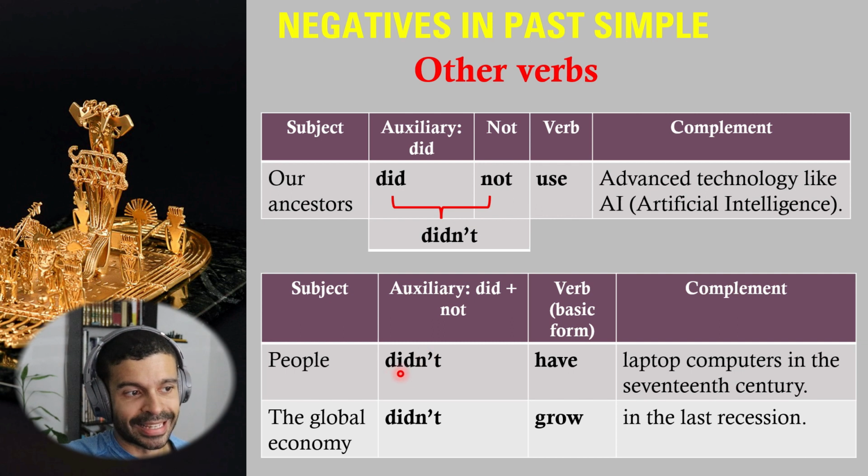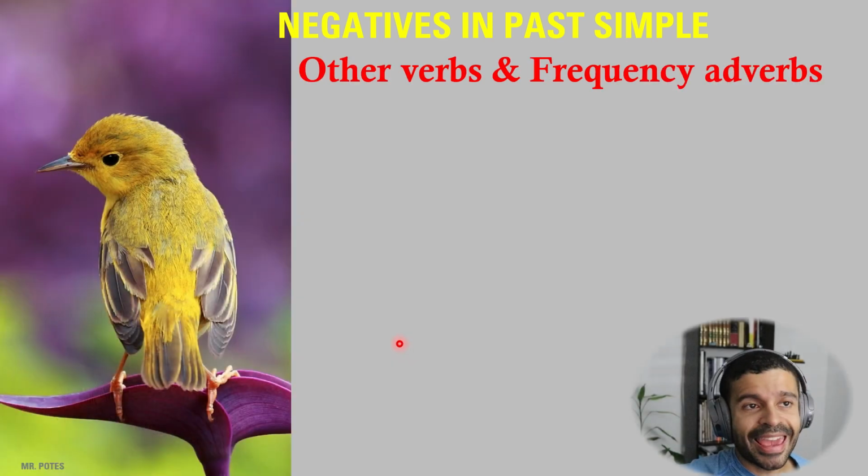Alright, and as it is already in past, so the verb has to be in the basic form. For negatives and also for questions, today we're not going to explore questions, but have it in mind, alright? Every time you see the auxiliary did combined with other verbs, the other verbs have to be in the basic form. Other verbs and frequency adverbs.